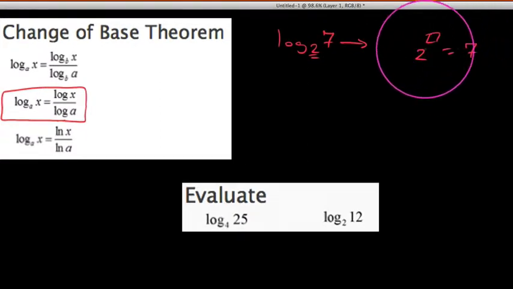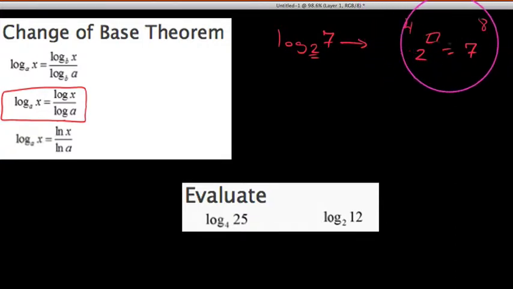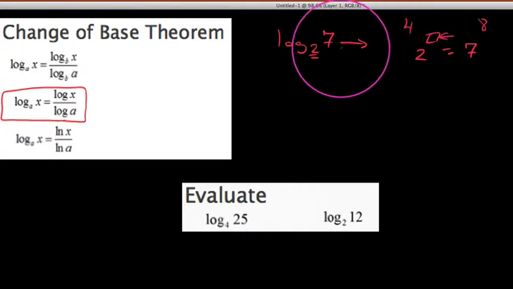So you could think, well, 2 to the second power would be 4, and 2 to the third power would be 8. It's somewhere between 2 and 3, this number right here. But I want to be able to determine this. So how could I do this using a calculator?